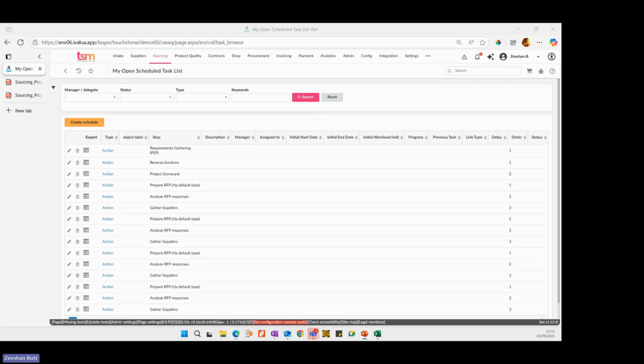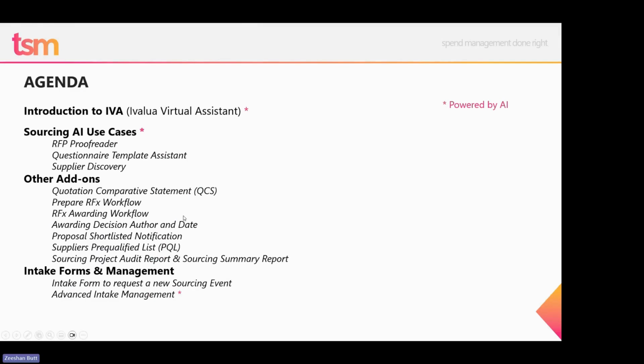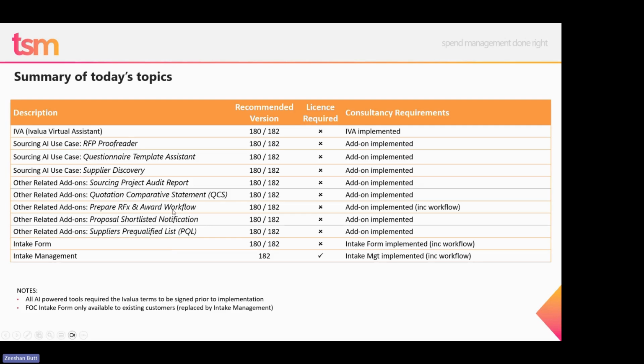Let me just go back to my list. So that concludes all the use cases. There are a couple of other things I want to go through. If you like any of the add-ons and want to implement them, you need to be at least on version 180. Some may require a license. You can see all of these do not require a license apart from intake management. Some may require some workflow to be configured, and some might be just installing it with some options, and it should be there for you.